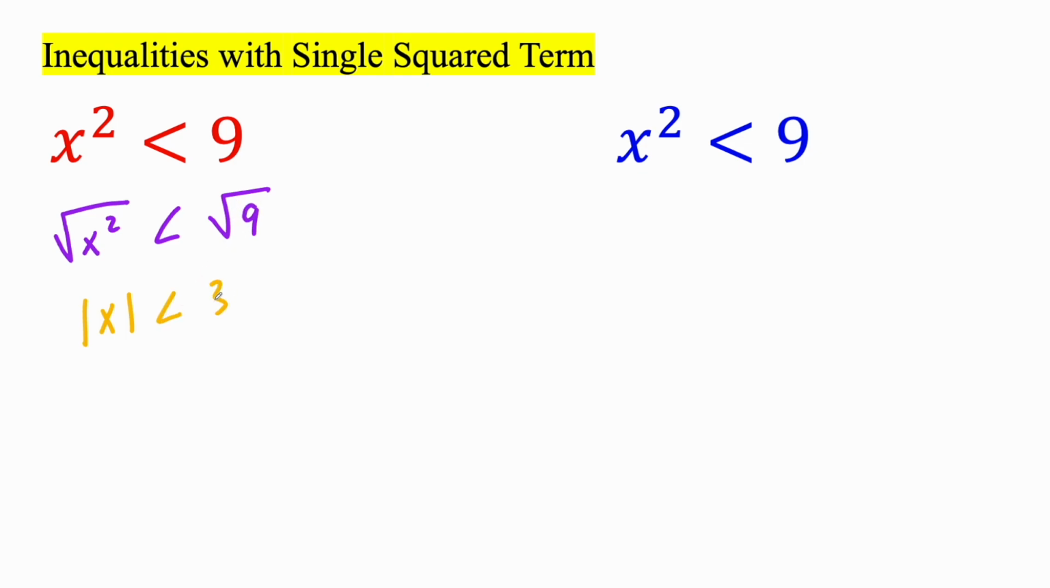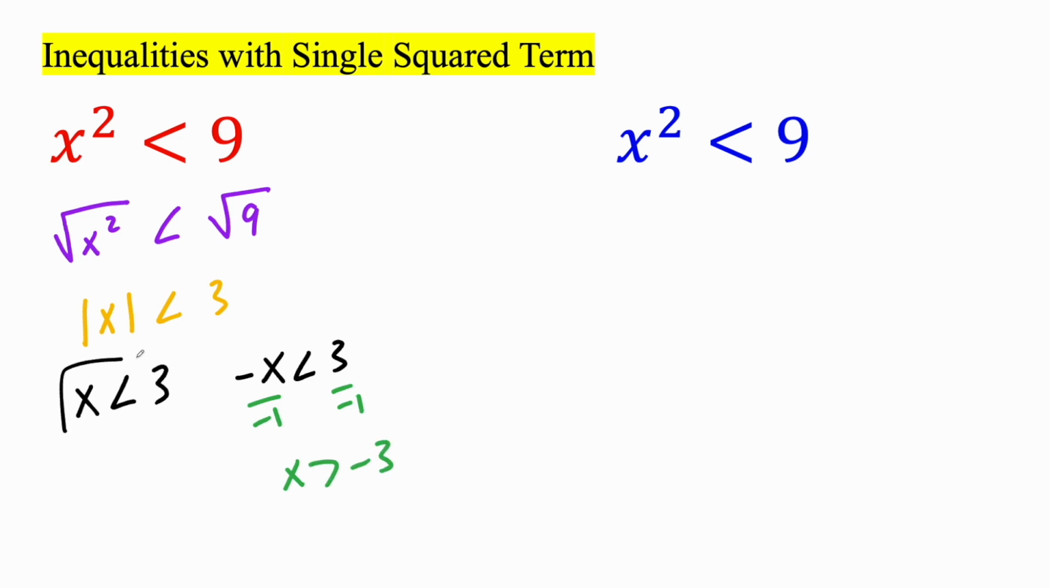of 9, which is 3. Now this makes sense because if x is negative 2 or 2, you get the same results. At this point we split it up. So one version is going to be x is less than 3. The other version we could say is negative x is less than 3. And if you want to get rid of the negative, divide by negative 1, divide by negative 1, and so x is greater than negative 3. And so we have this piece and this piece.